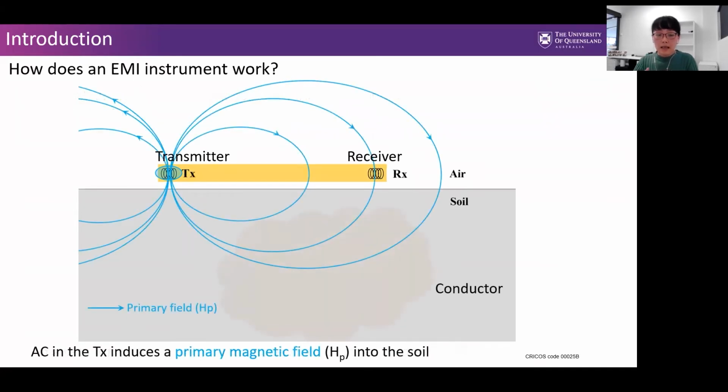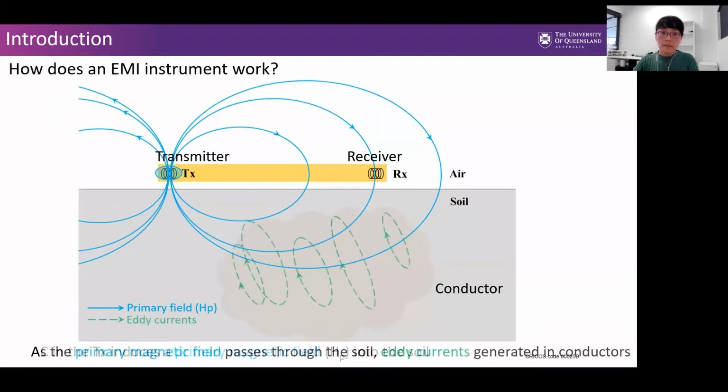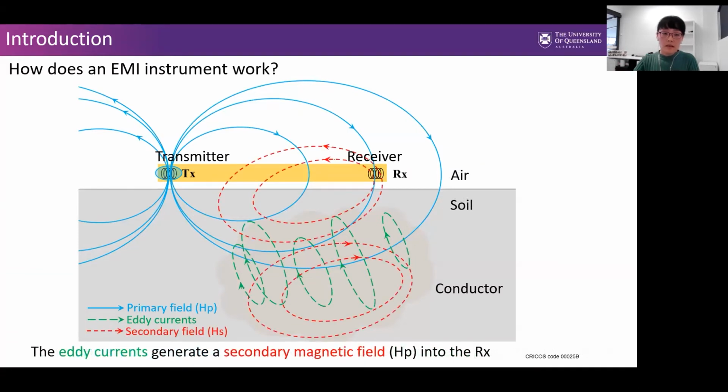And the alternating current in the transmitter will induce a primary magnetic field into the soil. As the primary magnetic field passes through the soil, eddy currents will be generated in the soil conductors. The eddy currents then generate a secondary magnetic field into the receiver. And the ratio between the primary and secondary magnetic fields is used to calculate the soil ECa.